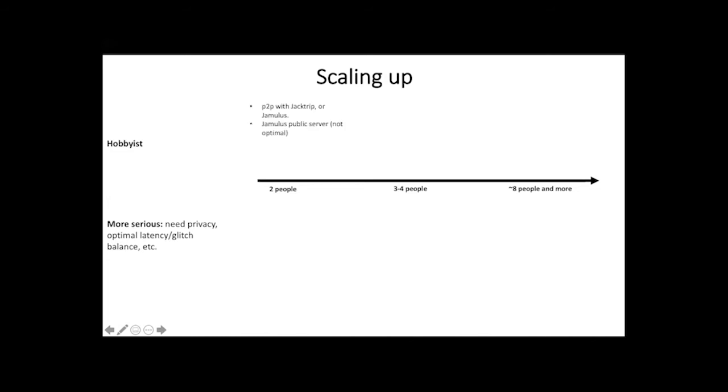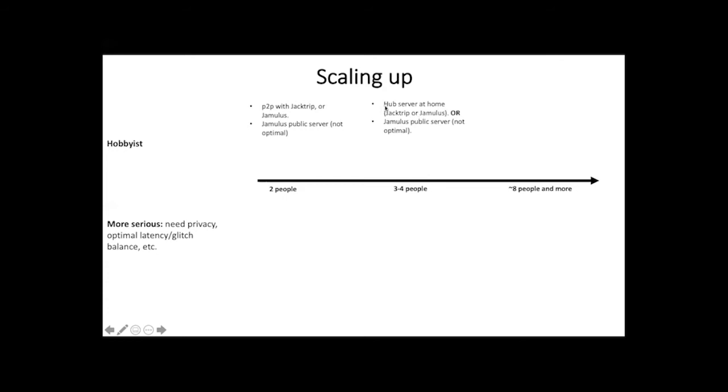So starting from 2 people, as we said, peer-to-peer is going to be the best chance of having low latency, either with Jacktrip, to have uncompressed audio and a lot of configuration options and wiring options in terms of sending the audio on to recording or live streaming programs. Or you can do it with Jamulus, of course, or you can use a Jamulus public server, as we've spoken about earlier on in the tutorials. That's not going to be the optimal performance for this case, especially.